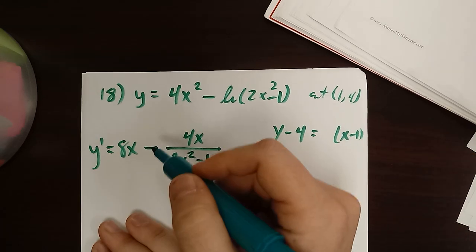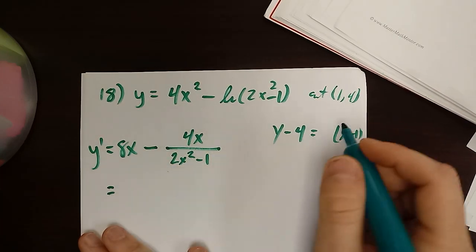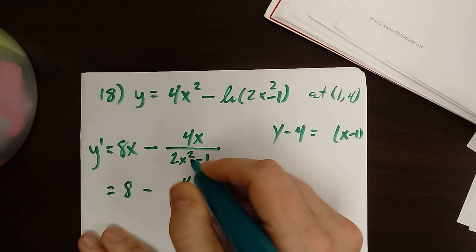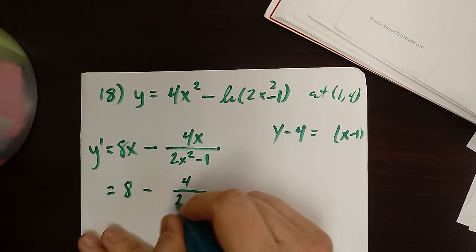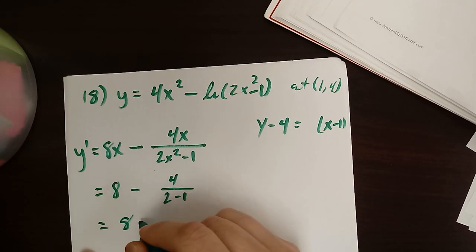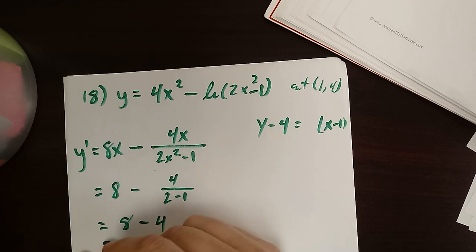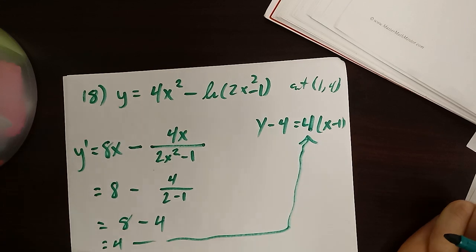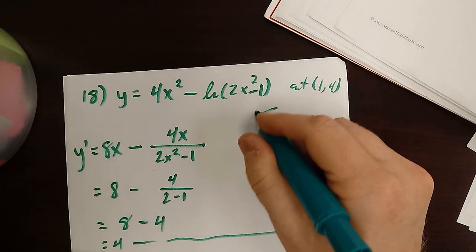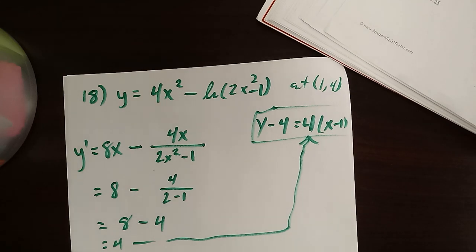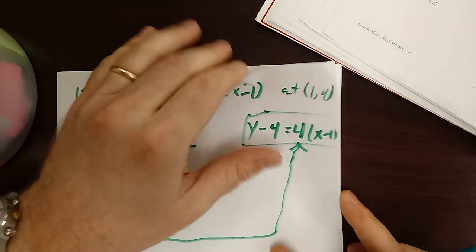Now I just plug in the 1 to find out what y prime is. It's going to be 8 minus 4 over 2 times 1, which is 2. So 8 minus 4, so I get 4. I'm done. So, cool. Onward and upward.